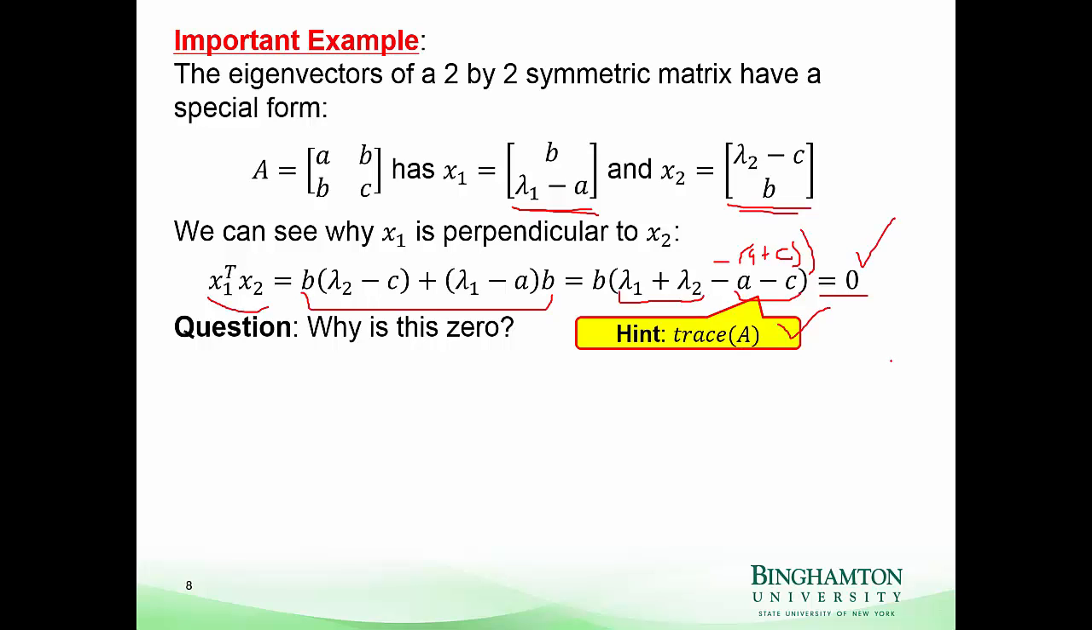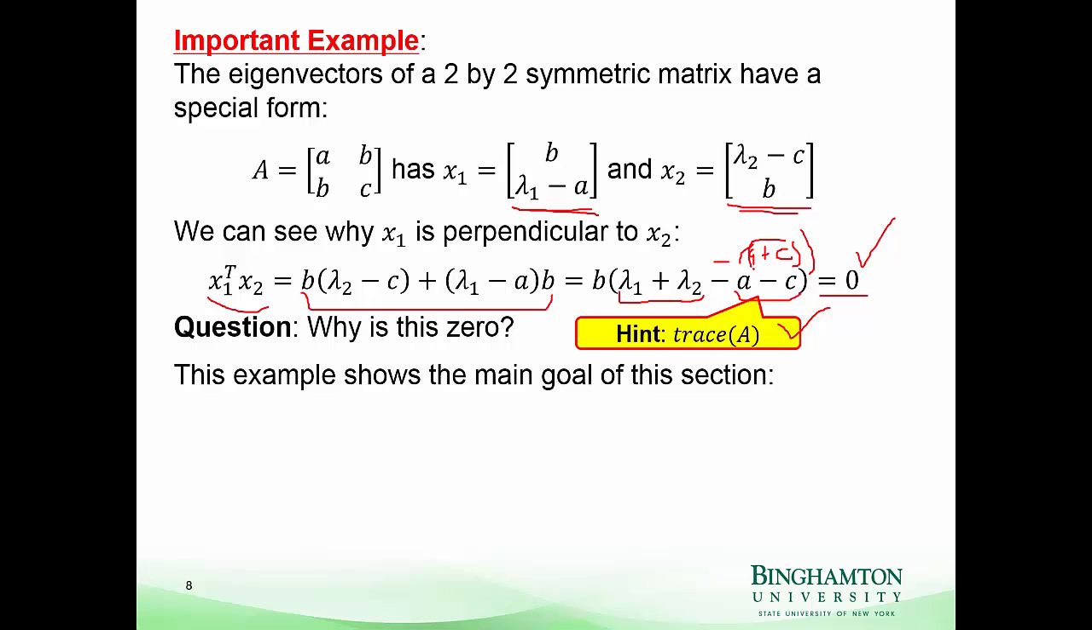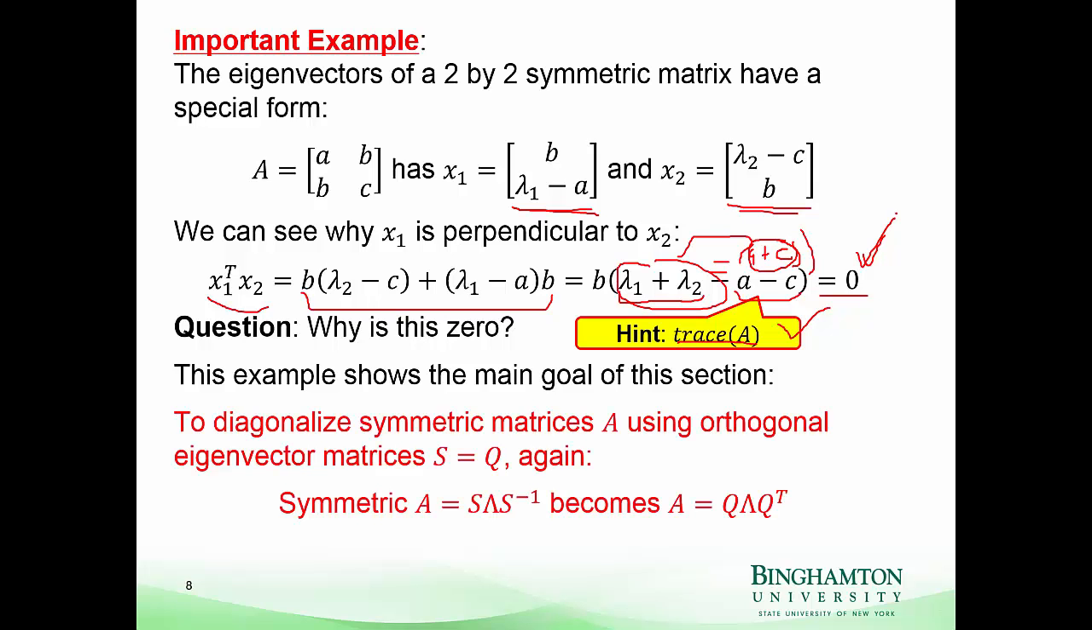And I'm giving you a hint, a word: trace of A. What does that tell you? Well, pause it and give it some thought. Maybe don't look ahead on the notes. So a plus c is the trace of the matrix. Lambda 1 plus lambda 2 is the sum of the eigenvalues. The sum of the eigenvalues is equal to the trace. Therefore, these two things are equal, and we're subtracting them. Therefore, we get 0.